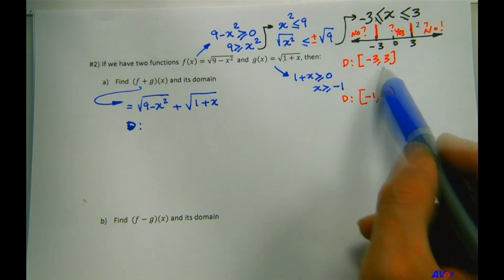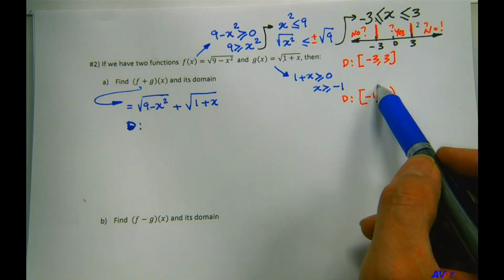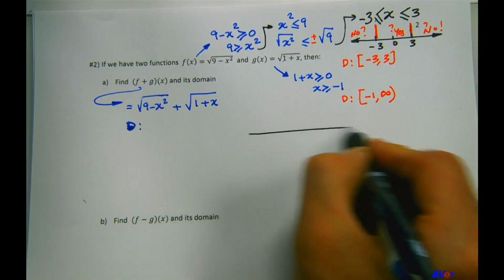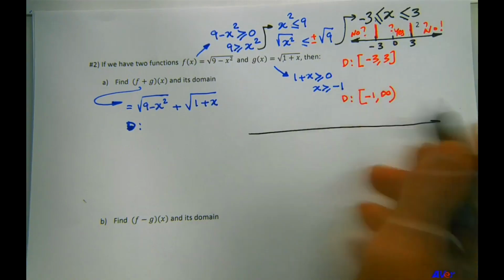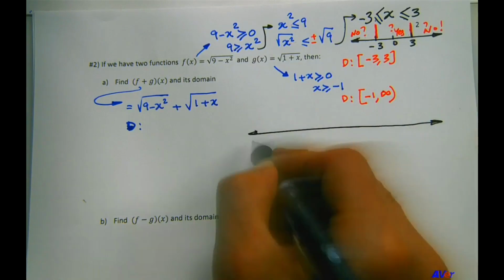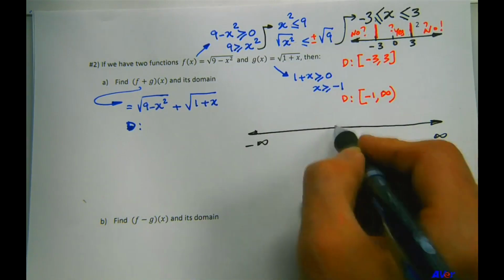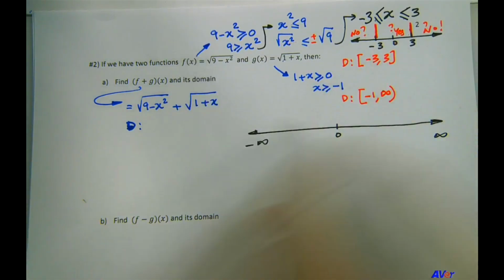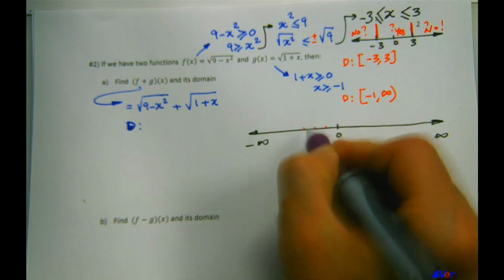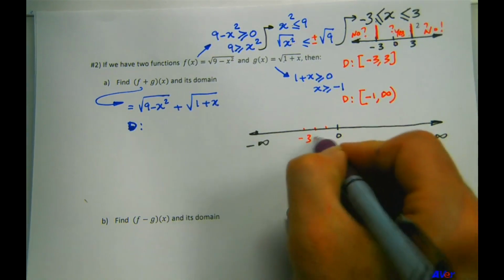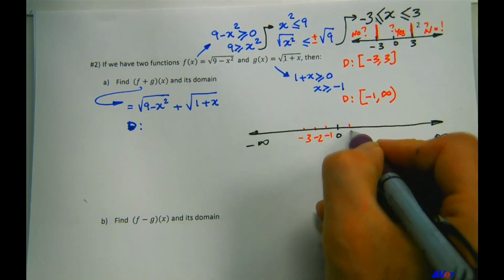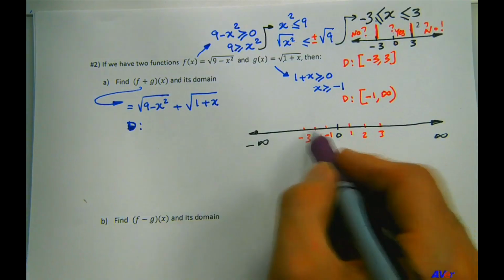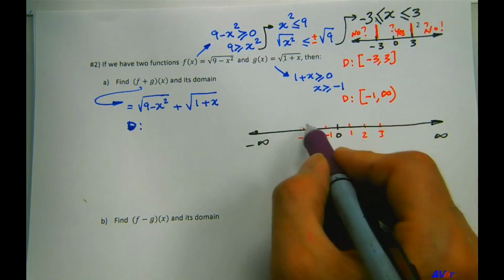Compare these two intervals and see where they agree or not agree. As a matter of fact, let's draw a graph. So let's draw a graph to see where they agree, these two domains, and where they disagree. -infinity to infinity, and a 0 here. So that domain says -3 to 3 is the solution.